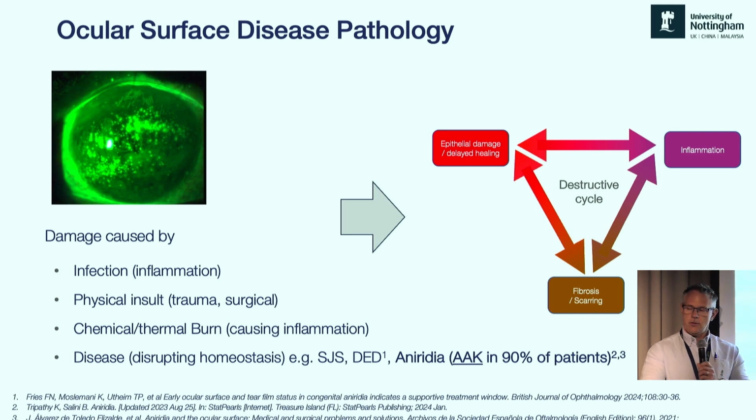All of these causing factors can be simplified, how I simplify it, in a triangle of epithelial damage, which results in delayed healing, inflammation, I'm not sure whether you can see my cursor, yeah you can, inflammation, and then fibrosis. And this is a bidirectional triangle, so if you take out one of those, the other two can compensate, and then you end up in a cycle that you can't control.